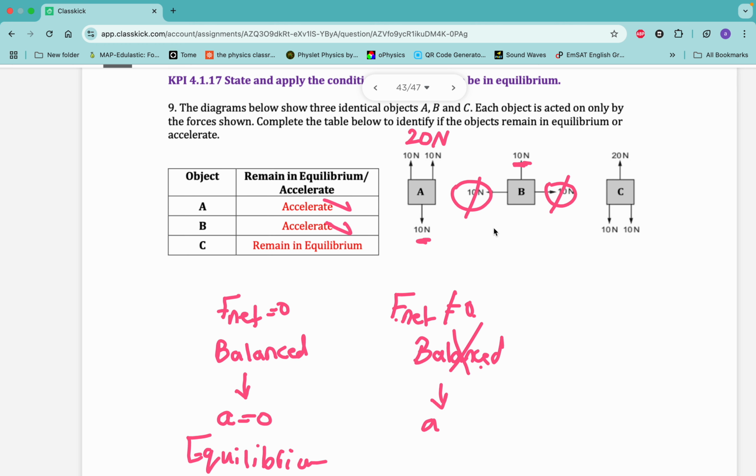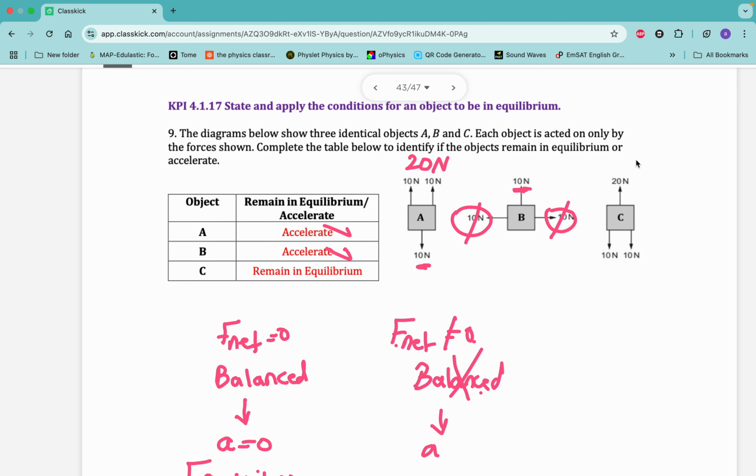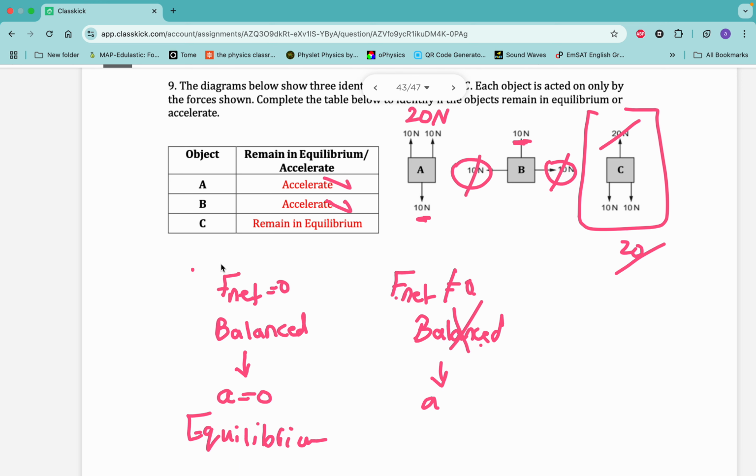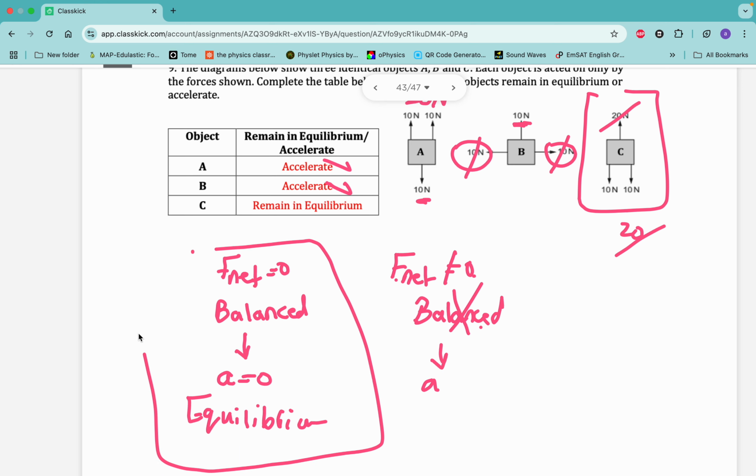In case 3 here, the net of the downward forces is 20, while the upward force is 20, so they cancel each other out. So we have this scenario, where the net force is 0, forces are balanced, 0 acceleration, and it remains in equilibrium. So part 1 is done.